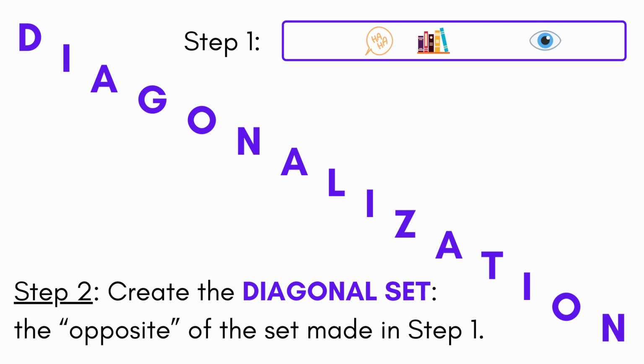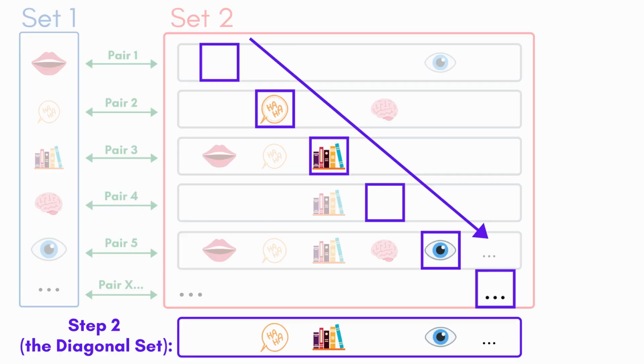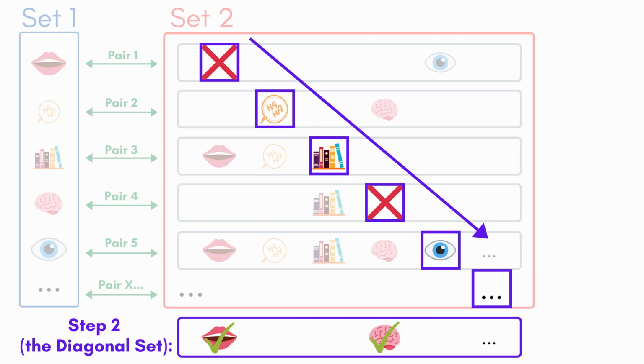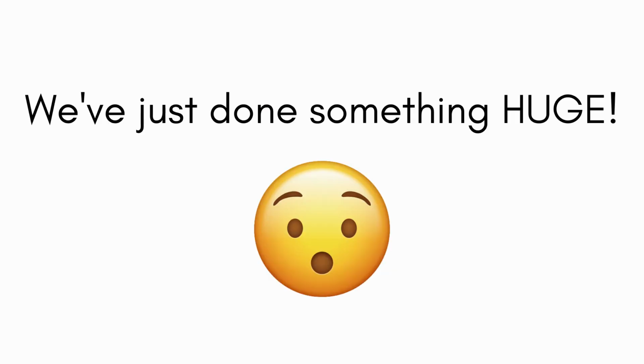Step 2. Create the diagonal set, which is a set that's the opposite of the set that we made in step 1. If an element is in this set, then we're not going to put it in the diagonal set. If an element isn't in this set, then we are going to put it in the diagonal set. And as we go down the infinitely long diagonal, we would just continue using this logic to determine the components of the diagonal set. We've just done something huge.